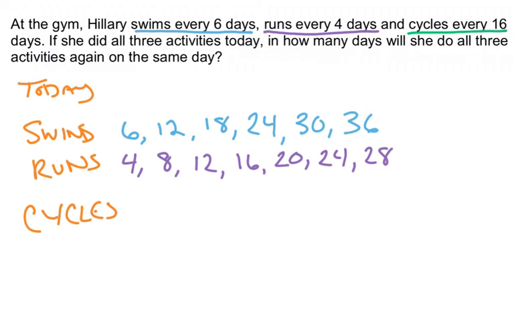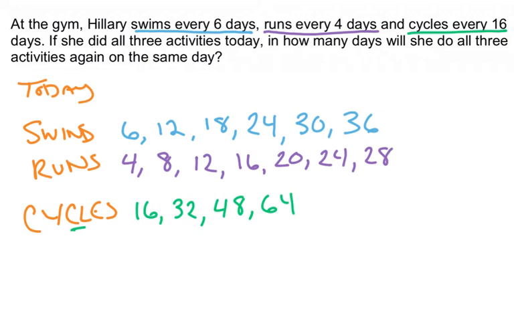Cycling. Every 16 days. Ooh, okay, that's a little bit further apart. So she does it today, and she's going to do it in another 16 days. Another 16 days after that would be 16 times 2, or 16 plus 16, which is going to be 32. Another 16 days after that is going to be 48. Another 16 days after that is going to be 64. And let's hope that's enough.